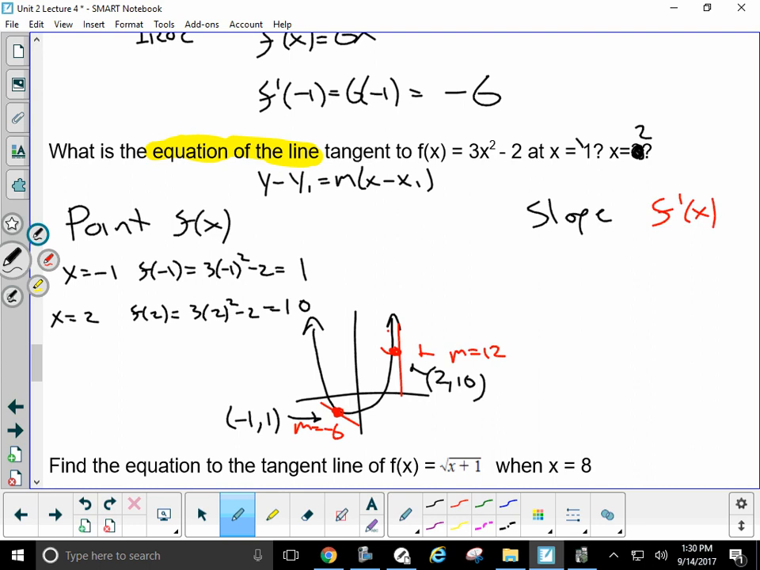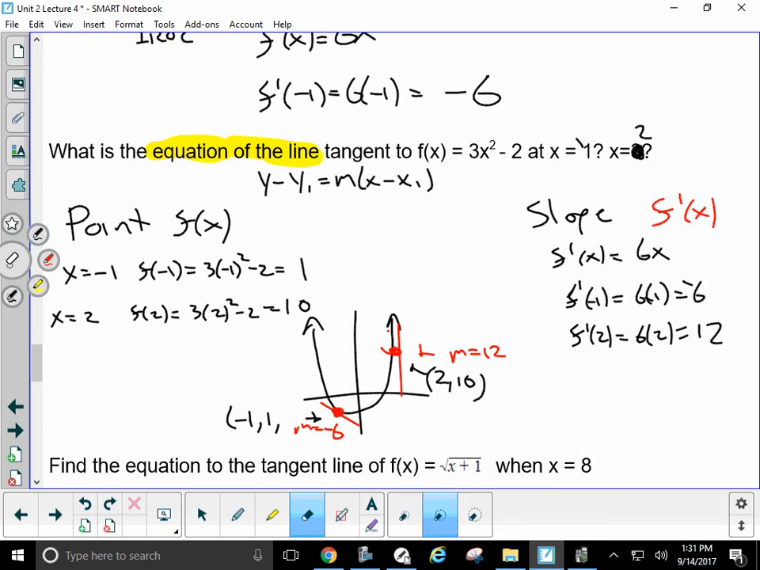Let's just confirm that the slopes are 12 and 6. Again, f prime of x for this equation is 6x. F prime of 1 is the slope of tangent to f at 1. That's 6. Sorry, -1 would be -6. And then f prime of 2 would be 6 times 2, which is 12.